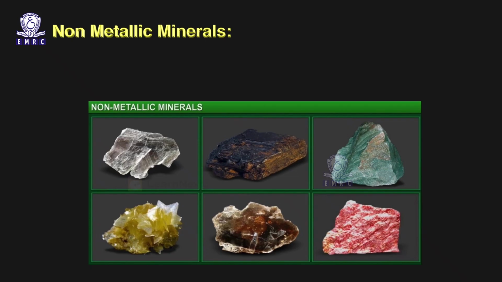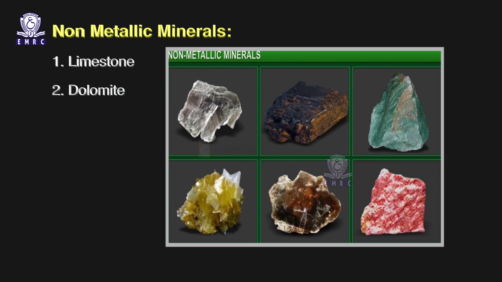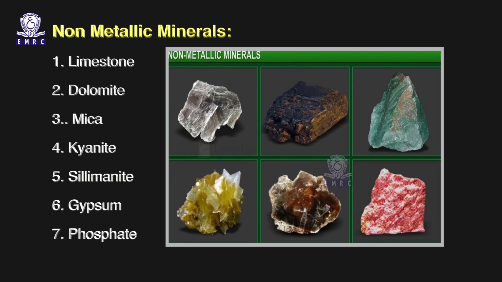Non-metallic minerals are either organic or inorganic in origin and do not contain extractable metals in their chemical composition. Based on their origin, they are further classified into two categories: mineral fuel and other non-metallic minerals. India is endowed with a large number of non-metallic minerals, but only a few of these are commercially important. They are limestone, dolomite, mica, kyanite, sillimanite, gypsum, and phosphate. These minerals are used in a variety of industries such as cement, fertilizers, refractories, and electrical goods.